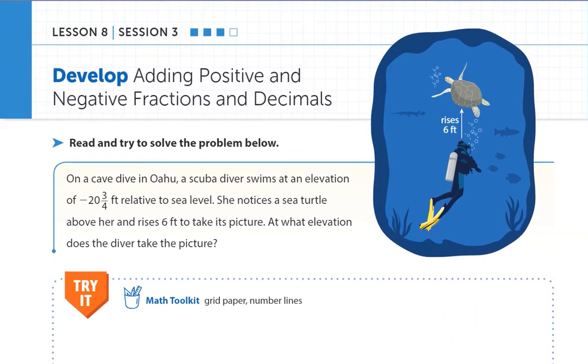And yesterday we were adding positive and negative integers. Today, no integers. Well, maybe some integers. But in addition to integers, we're also working with negative fractions and negative decimals. So we've expanded from integers to rational numbers.